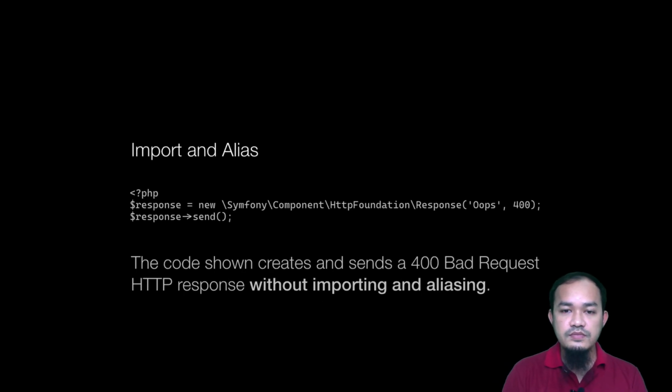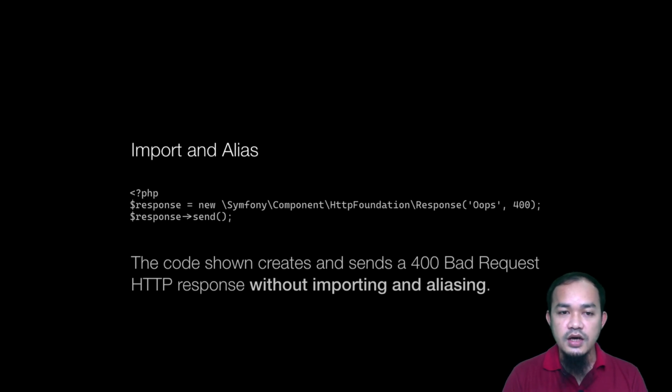For example, here the first line is where we import. This is the old traditional way that we use a class. We want to use the HttpFoundation class Response. We want to send some kind of error 400. If we find the error 400, we say oops to display to the user the message that we want to display, and then we send. So this is how we use it without importing or an alias.